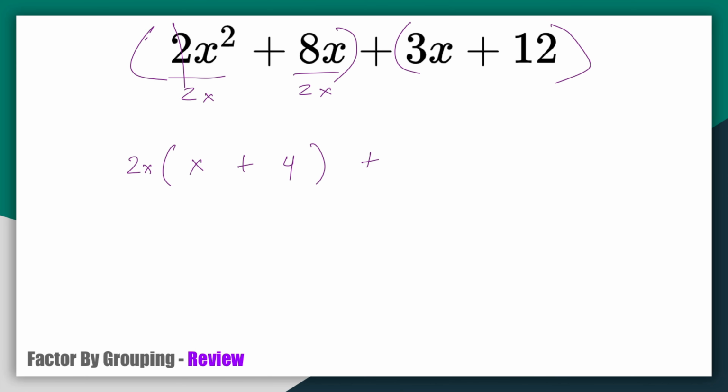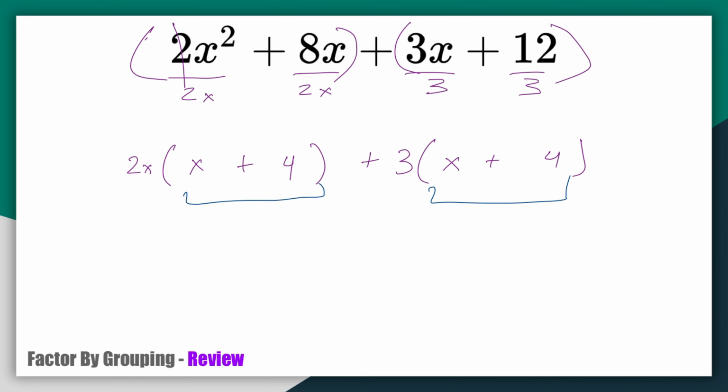Plus 3x and 12. All right. So the greatest common factor of that is just 3. 3 divided by 3 cancels out. You're just left with x. 12 divided by 3 is 4. Notice something here. These binomials are the same. And because those binomials are the same, we can write them once and take their greatest common factors and write them as the other binomial.